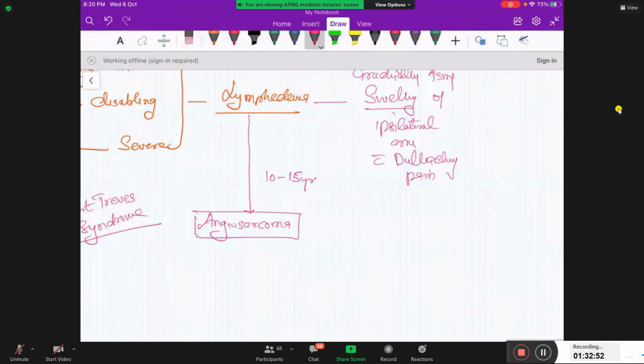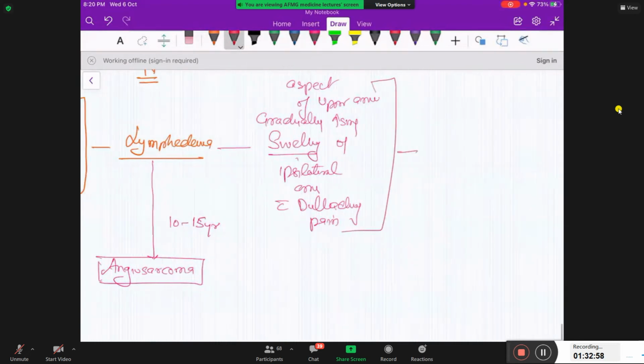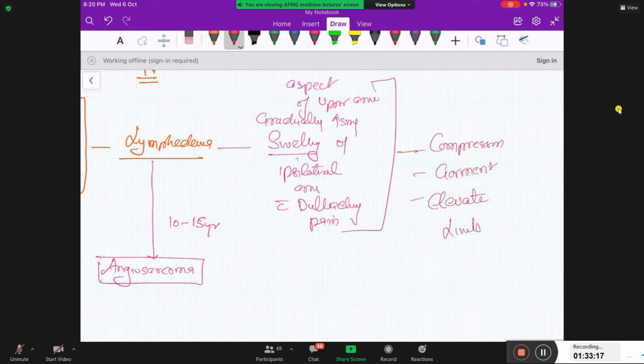We will not do drainage. We will ask the patient to wear compression garments, tight compression garments, and we ask the patient to keep the limb elevated. You should elevate the limb, and you should ask the patient to wear tight compression garments.